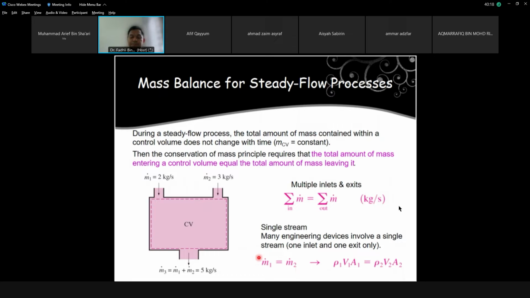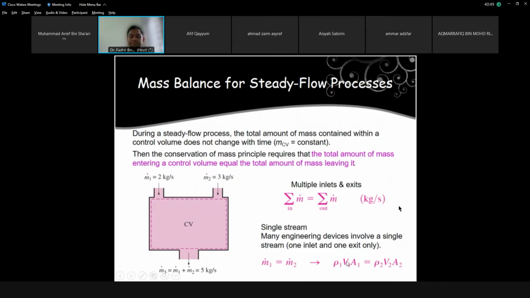Okay, so from this mass balance equation, we can write in terms of rho VA. Sebab tadi kan kita belajar mass flow rate. Mass flow rate is density times velocity times cross sectional area. So now the equation of mass balance can be written as rho VA lah.